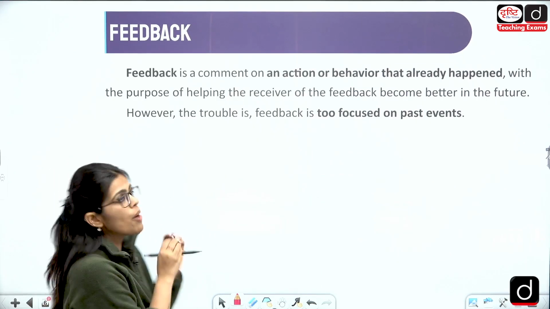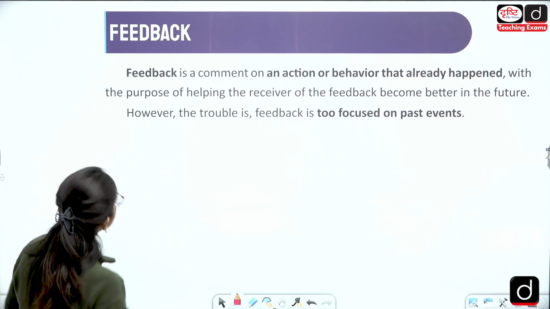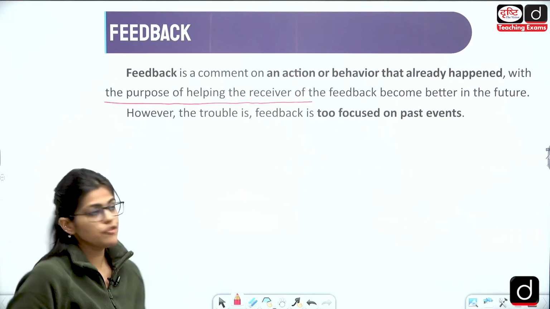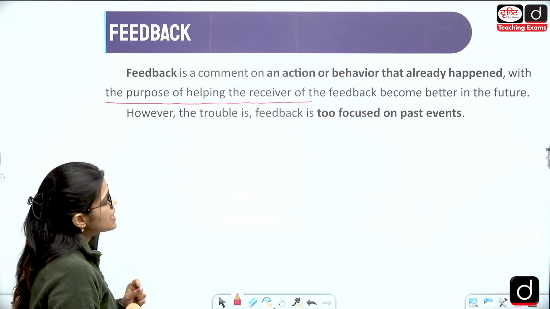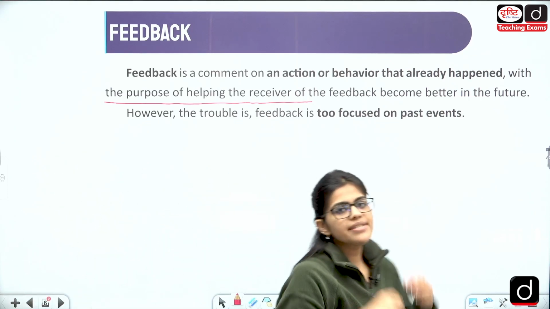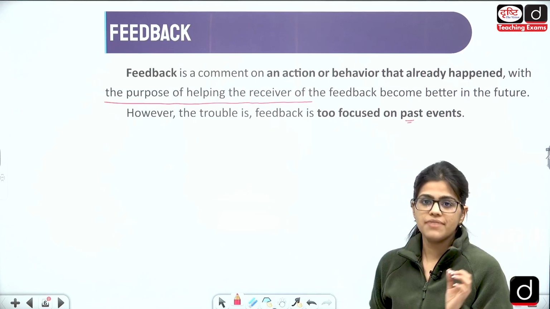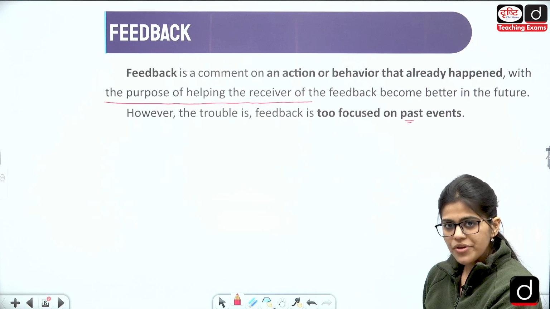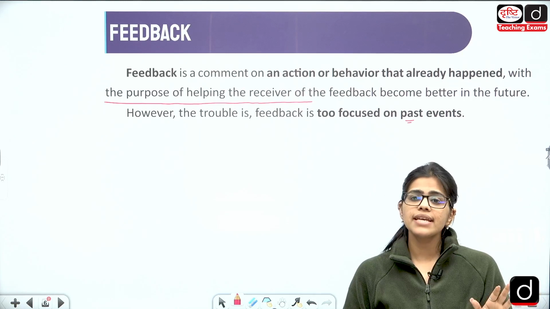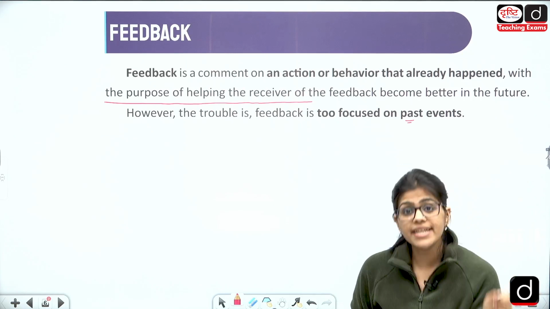So feedback is a comment on an action or a behavior that already happened with the purpose of helping the receiver of the feedback become better in the future. However, the trouble is feedback is too focused on the past events. Now, when you talk about the definition of feedback, it is important to know that feedback always works on the past events. So, you already tried to communicate something to me. You have already done that communication. After looking at the things, I am responding. So, this responding is on the action that has already taken place.